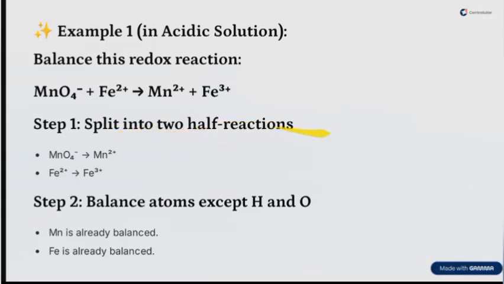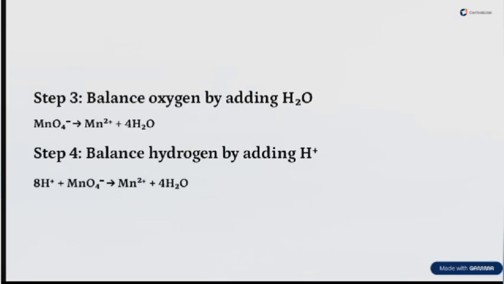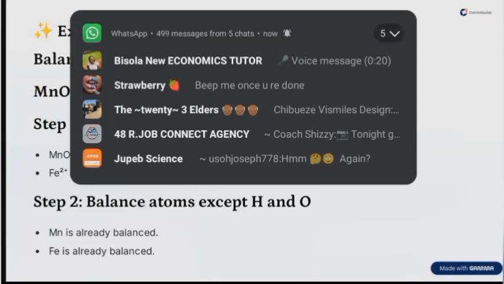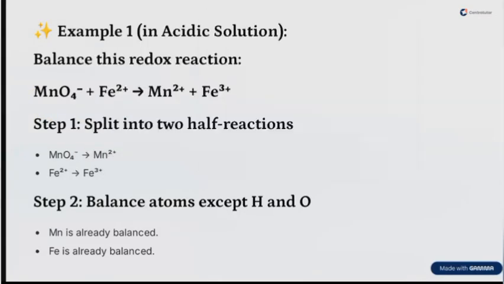Split into two halves. What splitting into two halves means is you check the metals that are present. Once you have found the metals that are present, you write the metal on the left-hand side equal to the metal on the right-hand side. That particular metal, where it appears on the left-hand side, you make it equal to where it appears on the right-hand side. I think here we have Mn.